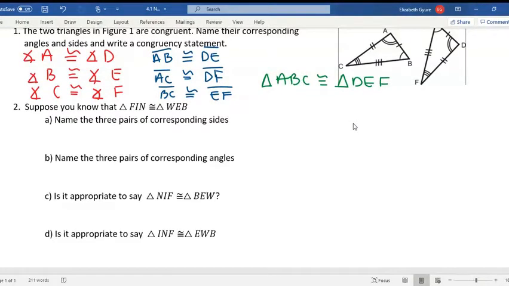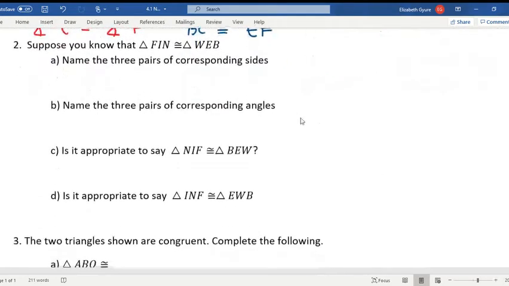For number 2, it says, suppose you know that triangle FIN is congruent to triangle WEB. And it wants me to name a bunch of corresponding parts. We're actually going to practice this without a diagram. If you would like to draw a diagram, you're definitely welcome to, but I want to show you a way to do this without a picture, because you don't really have to have one if you have the congruency statement.